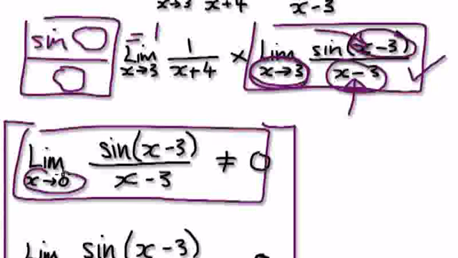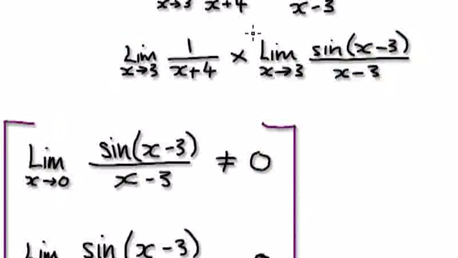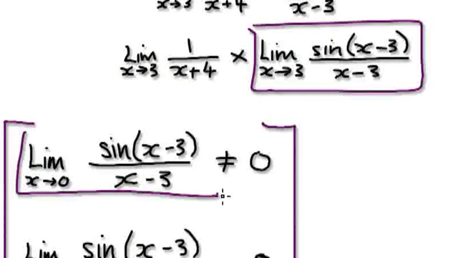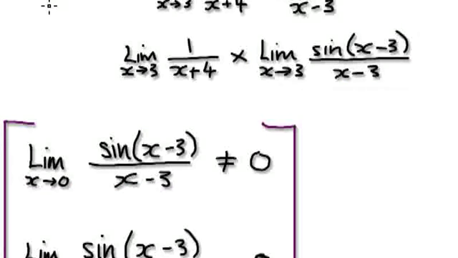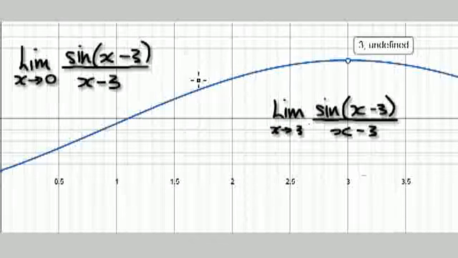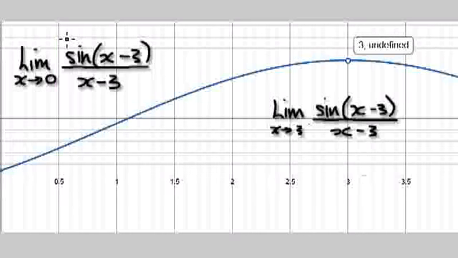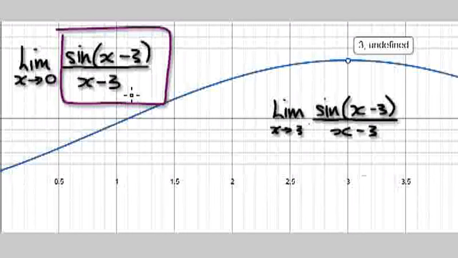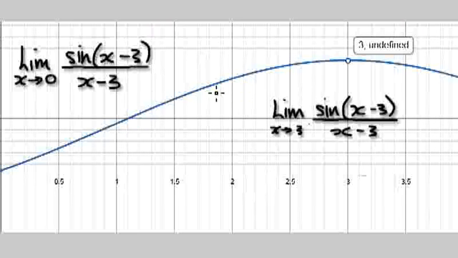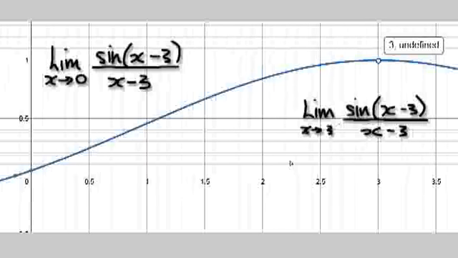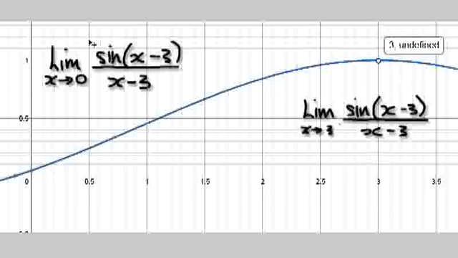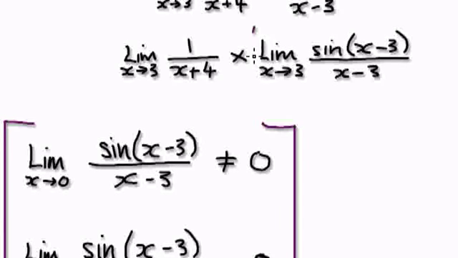But when you have x tending towards 0, then you've got a case where this is not heading towards 0. My point is that this thing here is different from this thing here. And when you look at a graph of this, hang on, let me show you a graph. So this here is a graph of sine x minus 3 over x minus 3. So here we are trying to investigate this bit here.